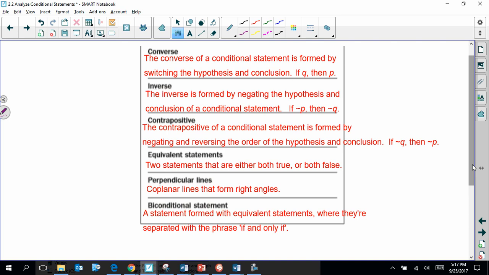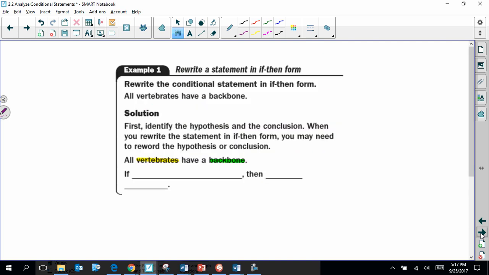Again, take the time, pause the video as you need to make sure you get all the vocabulary copied down, but we're going to move on here. Now looking at what we have here, we're just given a statement, and it's asking us to take this statement and write it as a conditional statement, as an if-then statement.